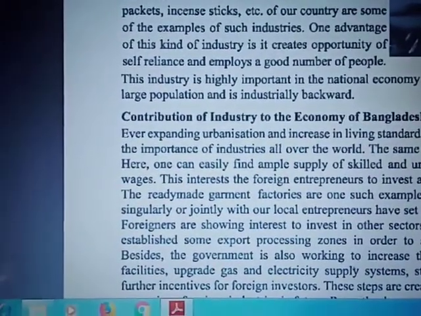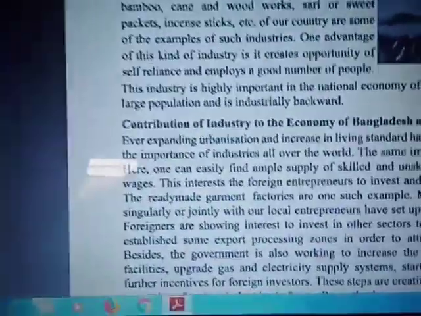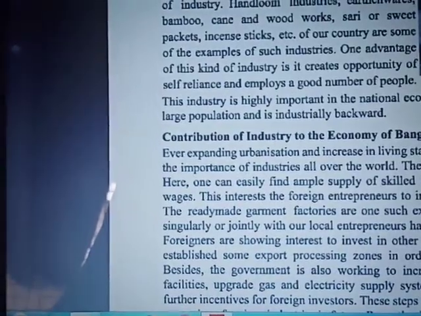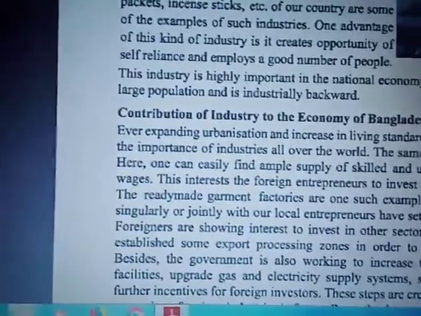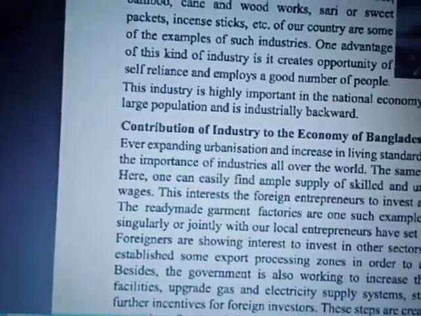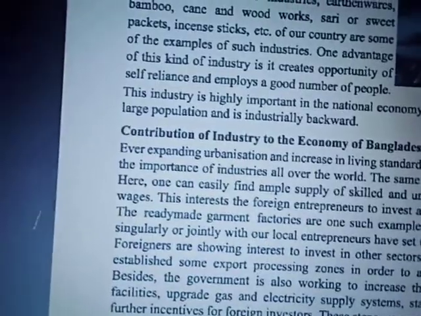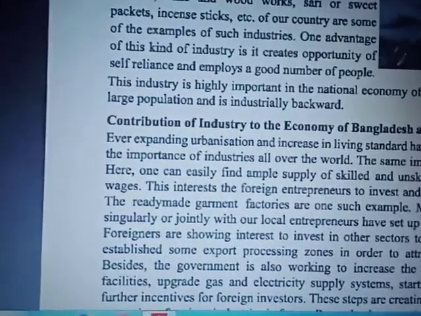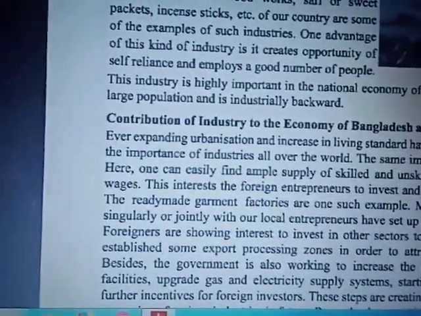Ever expanding urbanization and increase in living standard have significantly increased the importance of industries all over the world. Japan, Korea, Germany, and Thailand are industry-based countries. The same applies in Bangladesh too. Here one can easily find ample supply of skilled and unskilled labor at cheap wages. This interests foreign entrepreneurs to invest and establish factories here.